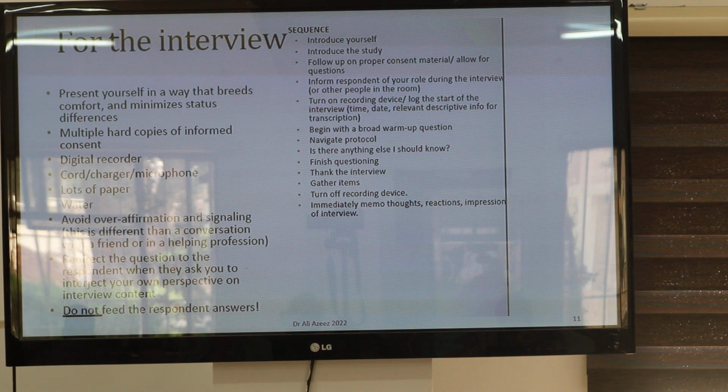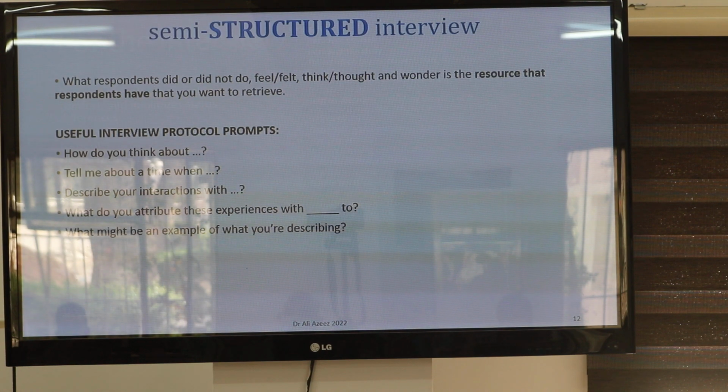Your face should be neutral. Your facial expression may affect the response. So in general, be careful. Before you turn on the recording, you need to take consent for the recording. For the structure, we need open-ended questions.